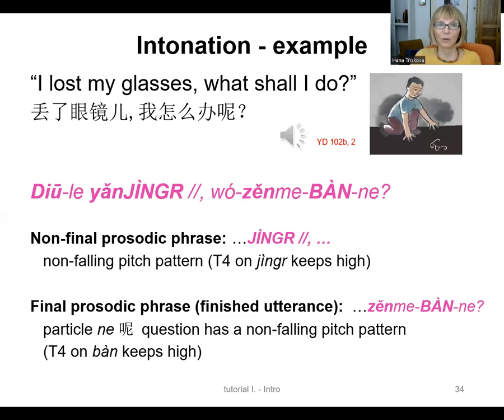As a result, the syllable 劲, which has a fourth tone, does not go down completely. Listen to it once more. 丢了眼镜我怎么办呢？ And something similar happens to 半 at the end because it's a particle question, so we need a non-falling pitch pattern. So the fourth tone on 半 does not go down completely.